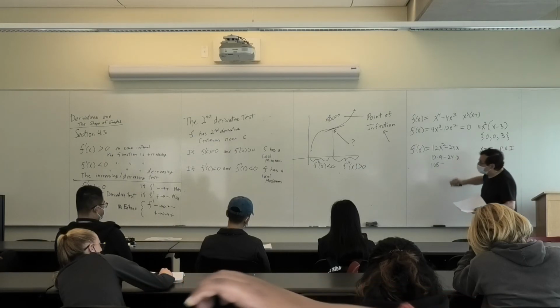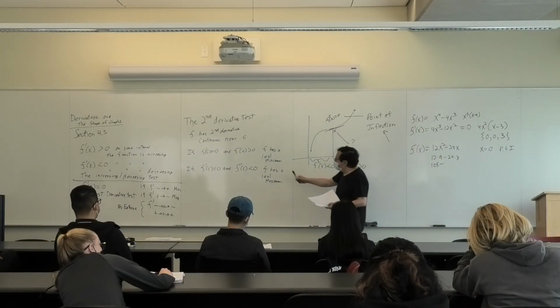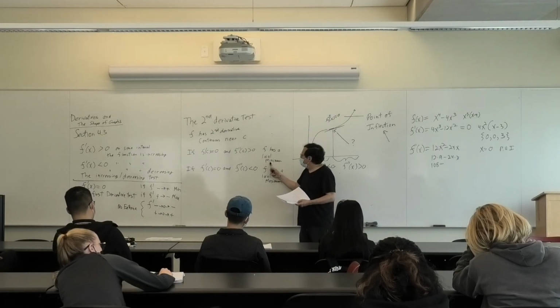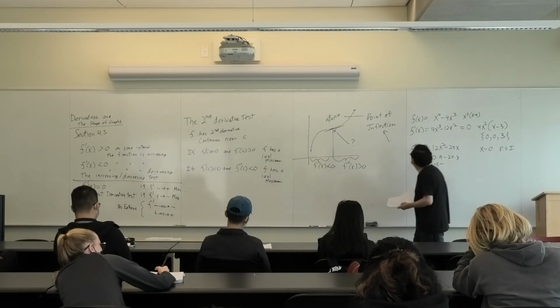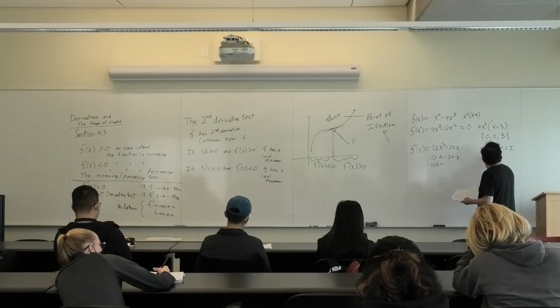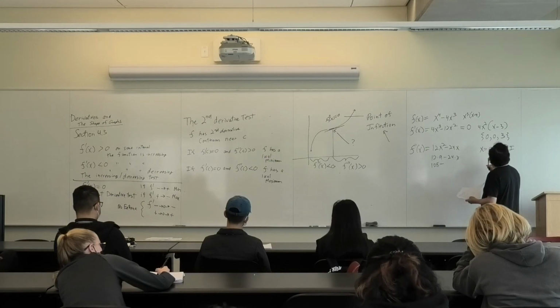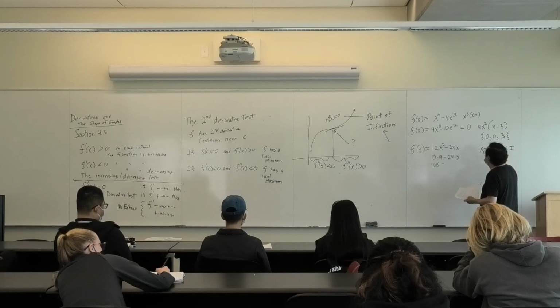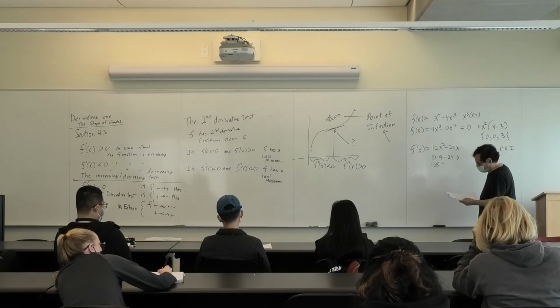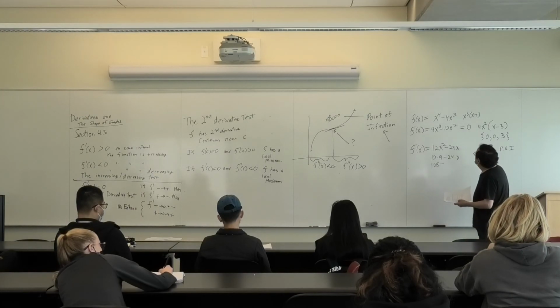So if the second derivative is positive, it's going to have a local minimum. So now we know at 3, it's going to have a local minimum. It's like 0 and then number 2. All right.